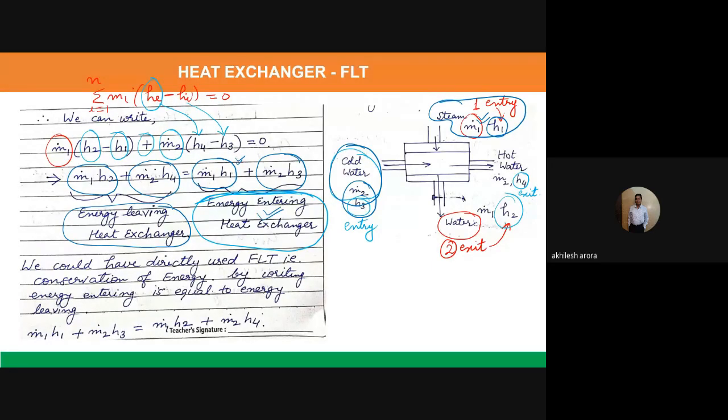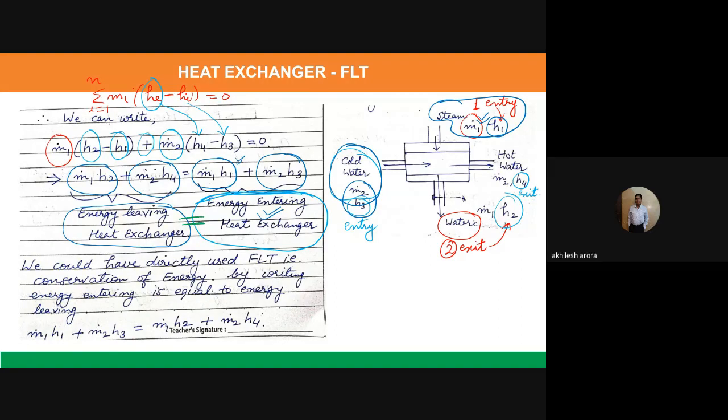We may not have to use the steady flow energy equation. We can directly write it in a simple manner, that energy which is entering the heat exchanger is equal to energy which is leaving the heat exchanger. So what I can do, I can put an equal to sign here. So energy entering into the heat exchanger is equal to energy leaving the heat exchanger.